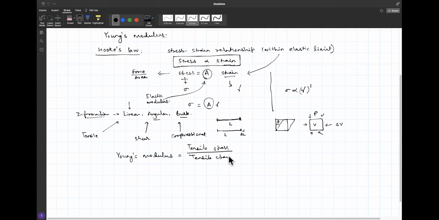That is what we are going to measure for a beam. We'll see how we do that. It is just force per unit area divided by change in length divided by length. This is how we define it, and we denote it by Y.